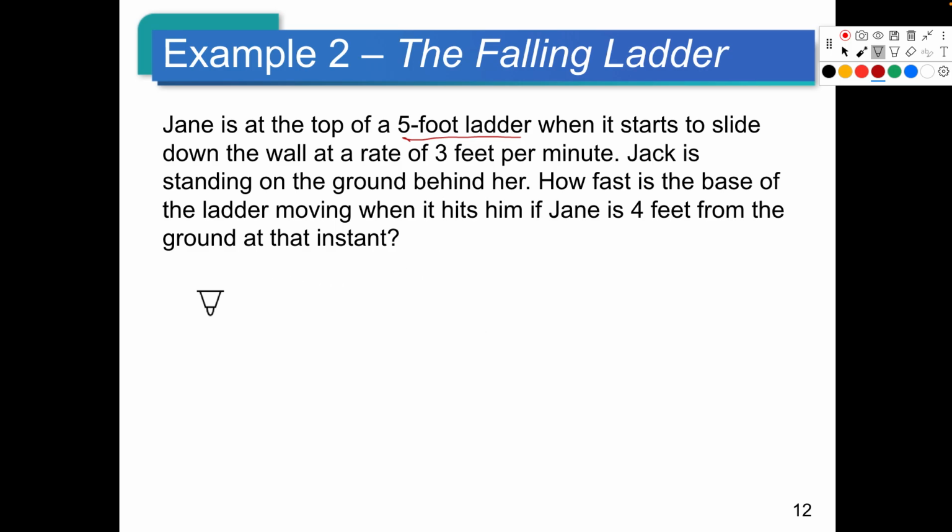Okay, so what we know is there's this wall, there's a floor, and then there's a ladder leaning against the wall. And the ladder, we're told, is a 5-foot ladder, so we know that's fixed, right? That ladder's not going to change size. It's just 5 feet. What else do we know?